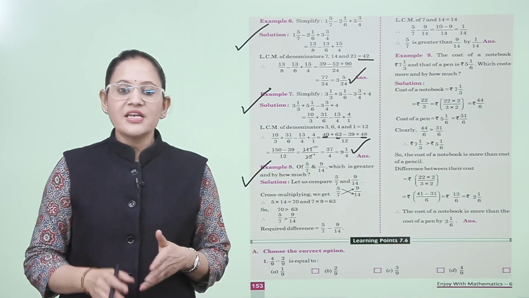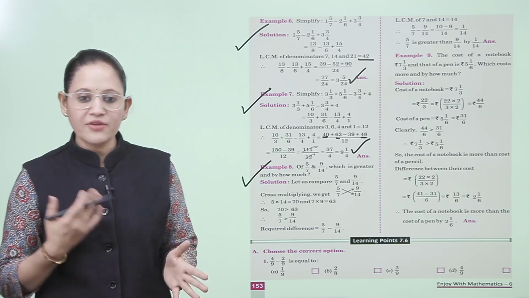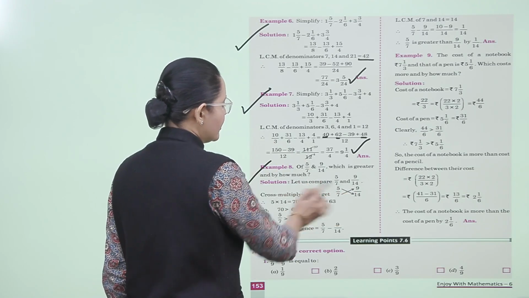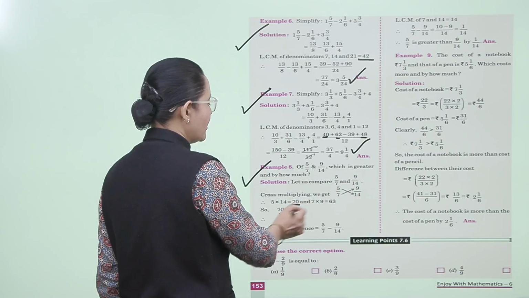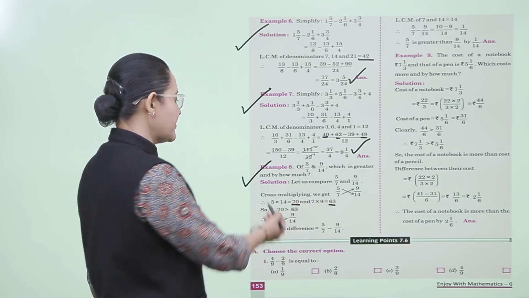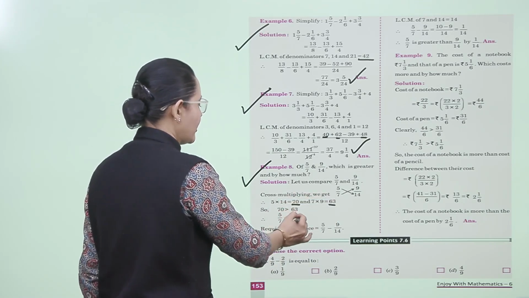Of 5 by 7 and 9 by 14, which is greater and by how much? So we have to compare by cross multiplication: 5 into 14 and 9 into 7. So 5 into 14 is 70, and 9 into 7 is 63. Clear? So 70 is greater than 63, that means 5 by 7 will be greater than 9 by 14.